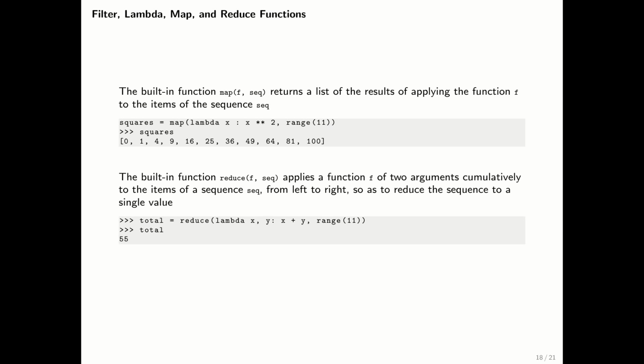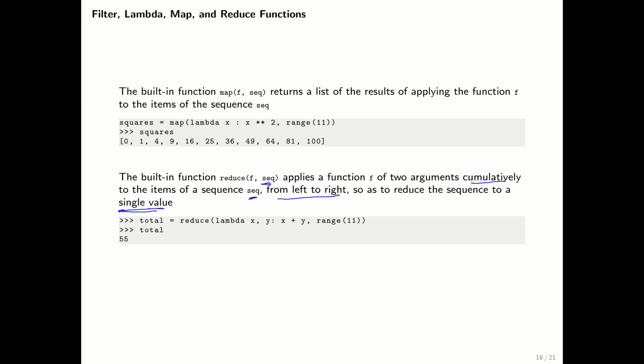The next special function that we want to look into is the built-in function reduce. Here the function takes two arguments, f and a sequence, where f is a function of two arguments. Reduce applies this function f cumulatively to the items of the sequence from left to right, and it reduces the sequence to a single value. So reduce at the end returns a single value.